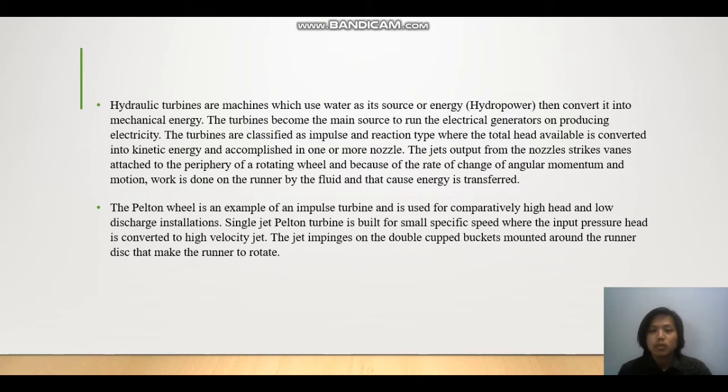The jet output from the nozzle strikes the main edge at the periphery of the turbine, and because of the sudden change of angular momentum, the work done on the runner by the jet is completely transferred. So, an example for the impulse and reaction type is Pelton wheel. Pelton wheel is an example of an impulse turbine that is used for comparatively high head and low discharge situations. Single jet turbine is built for small specific speed where the input pressure head is converted to a high energy jet. The jet strikes the double cup bucket mounted around the runner, which makes the runner rotate.